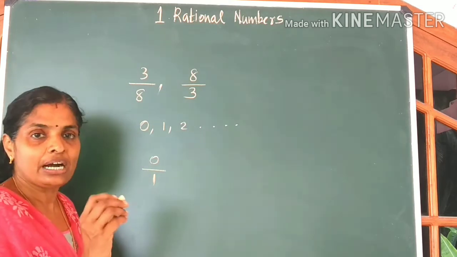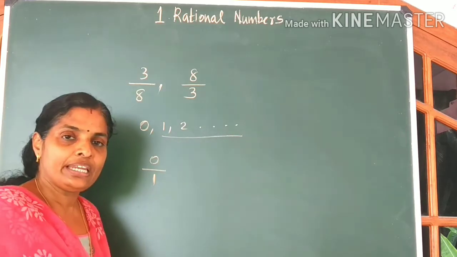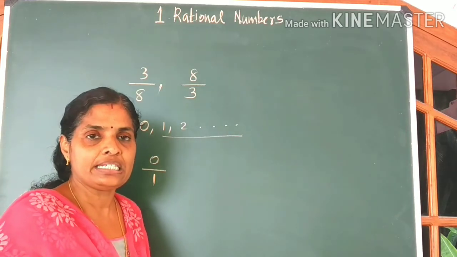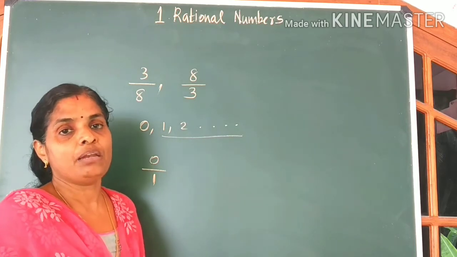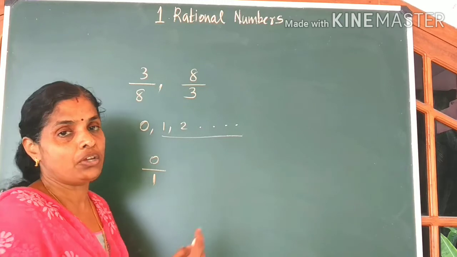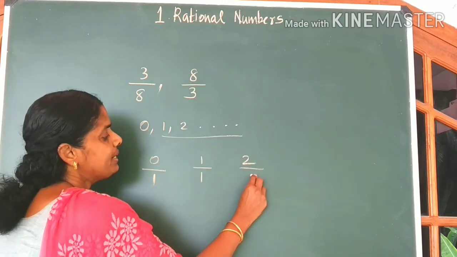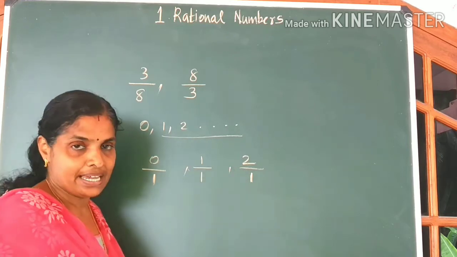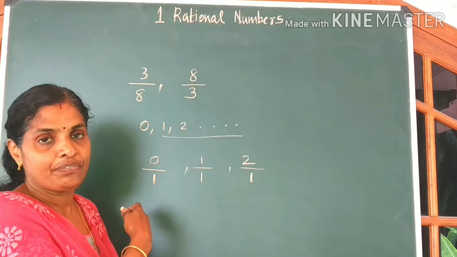Similarly, all counting numbers, that is starting from here, 1, 2, 3, etc. can be called as rational numbers. Why do you call them as rational numbers? Because they can be expressed in the form p by q. 1 can be written as 1 by 1. 2 can be written as 2 by 1, etc. Is it clear?